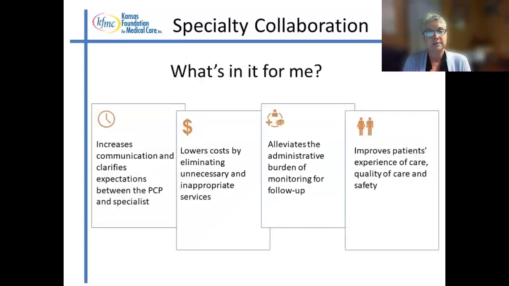Of course, there needs to be a reason to have this kind of an agreement. So why is it important to not only your office, but to the specialty? First and foremost, it increases communication and it really clarifies the expectations of both parties. It can lower costs by eliminating duplicate testing. If you establish follow-up protocols, it could alleviate administrative burden of your staff who monitors for those follow-ups. And most importantly, it improves the patient's experience and quality of care as well as their safety.